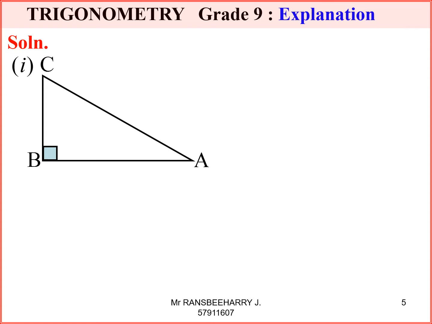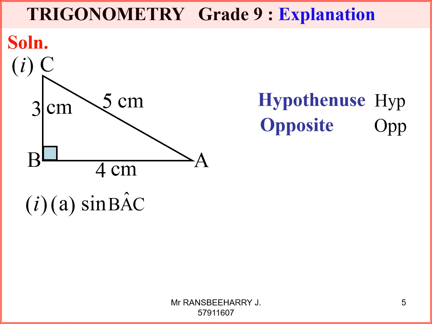Now, we had a question previously. Given triangle ABC, required to find sine BAC. Okay, so firstly, we are going to find sine BAC. First we identify where angle BAC is. This is angle BAC. This is the angle BAC that we are using.